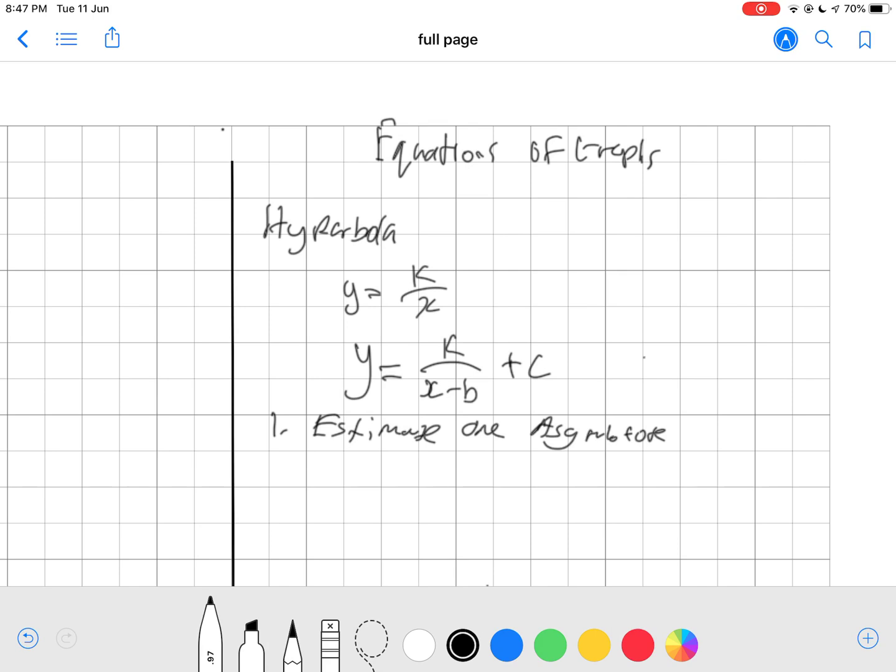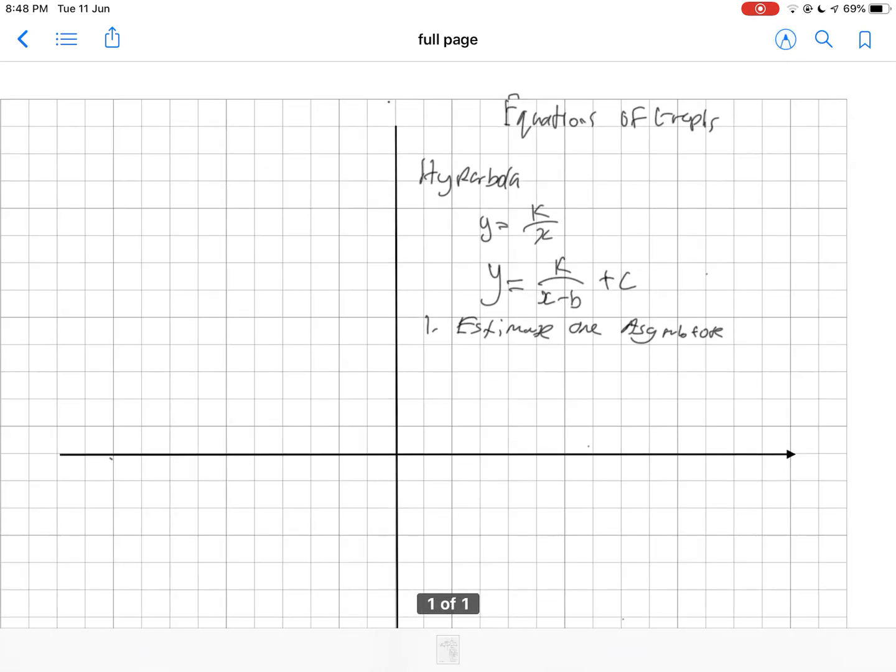And then you substitute 2 points in the hyperbola. You use simultaneous equations to find the value of the other asymptote, okay? So you're going to estimate one asymptote, and then use simultaneous equations to find the other asymptote, and once you find the other asymptote, you substitute the point in to find k, which is really easy, okay? So I'll give you an example, okay?